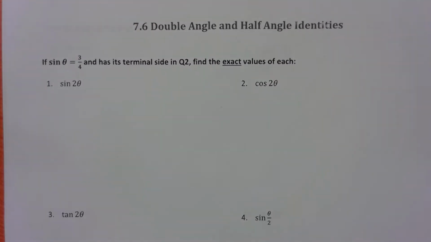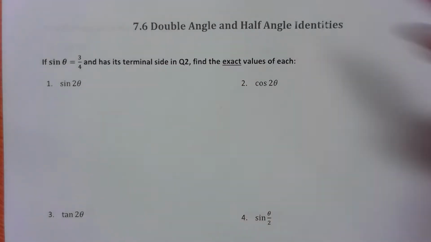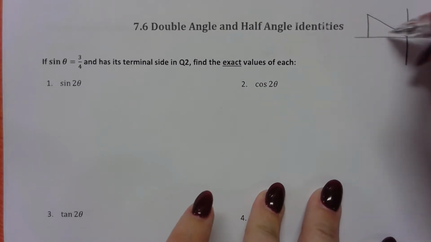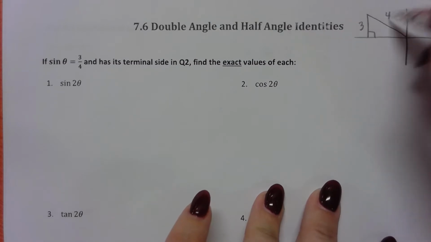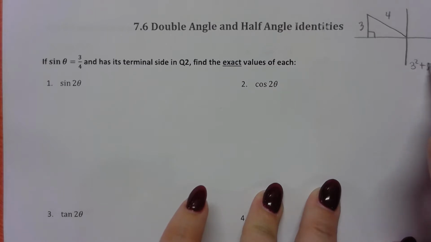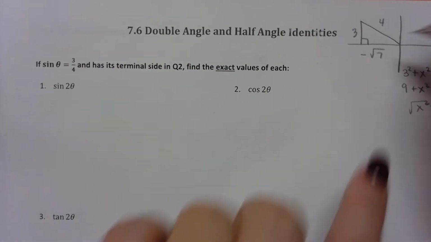So in this first problem, it says, if sine of theta equals 3/4 and has a terminal side in quadrant 2. That means if I were to draw a triangle, my triangle is in quadrant 2. Sine is 3/4, so y is 3, r is 4, and I'm going to have to use the Pythagorean theorem to find x. So 3 squared plus x squared equals 4 squared. That's going to give us x squared is 7. So x is the square root of 7, but it's negative because we're in quadrant 2. Okay, so here's theta.